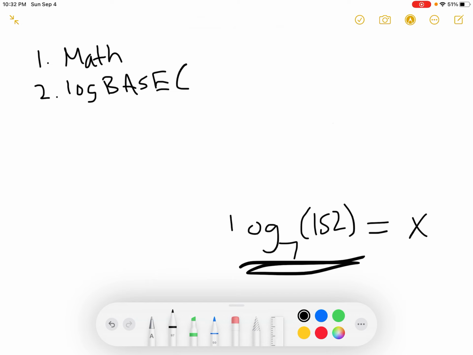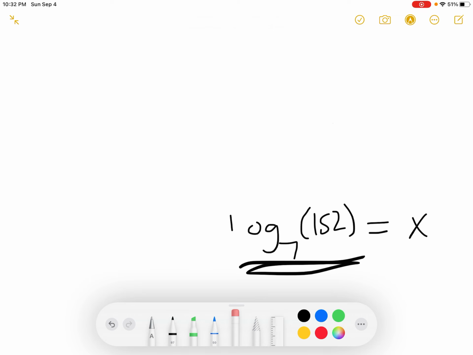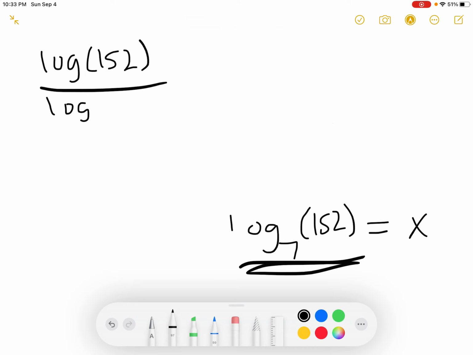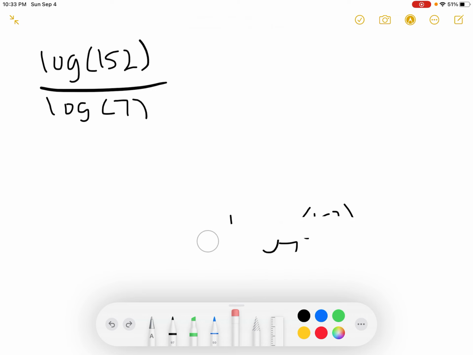If you don't want to do that, or you don't have a calculator like that, then instead you can just simply do this. Log of 152 divided by log of 7, because that's always what you can do. The thing that's in the parentheses divided by the thing that's not. So that's logarithms. That's what you need to know for that.